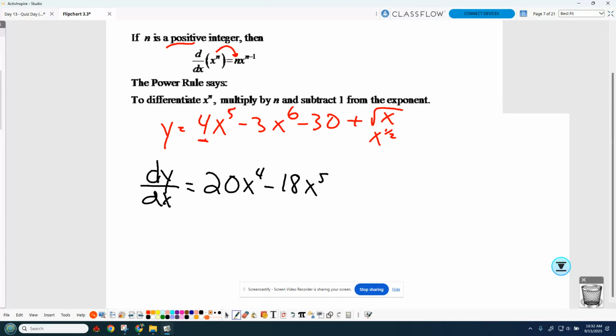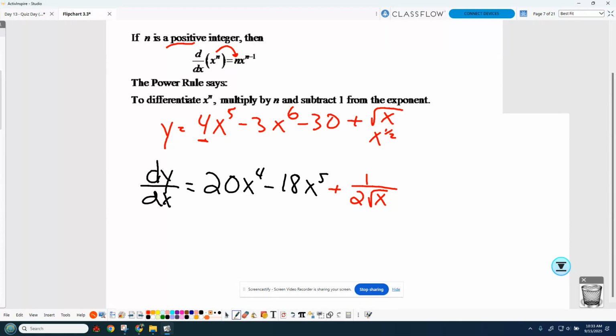Yes, we can. So multiply by the power, lower the power. I know that this just says positive and it says integer, but it works with fractions. So multiply by the power, lower the power. So the power was positive 1/2. So I'm going to multiply by that 1/2, and then x to the 1/2 minus 1 becomes negative 1/2. So that's why the square root moved downstairs. Good? You had a question?